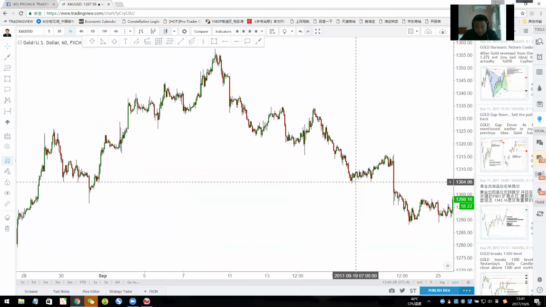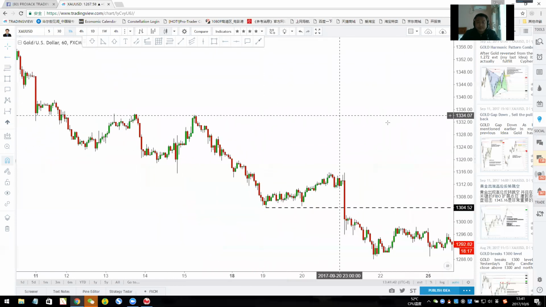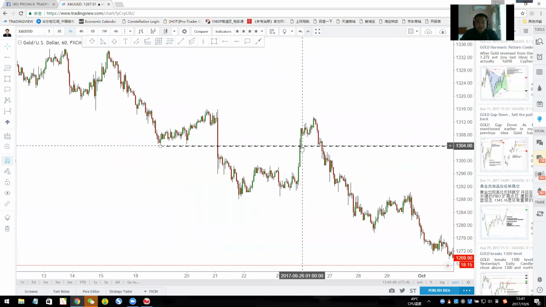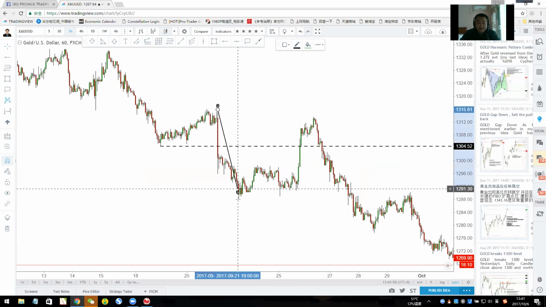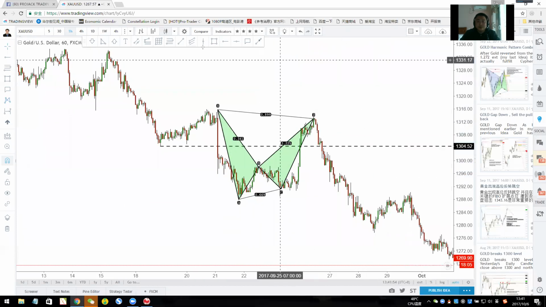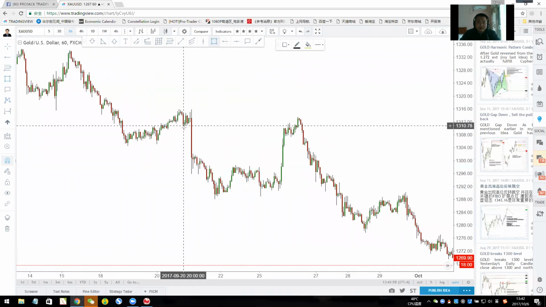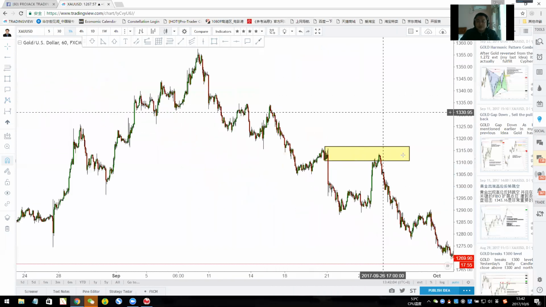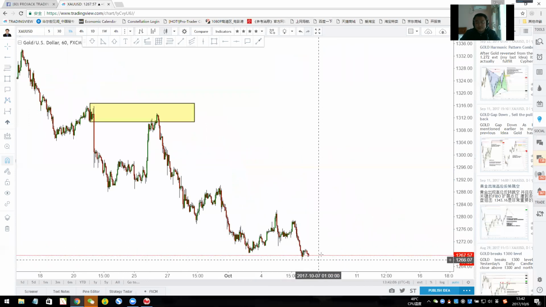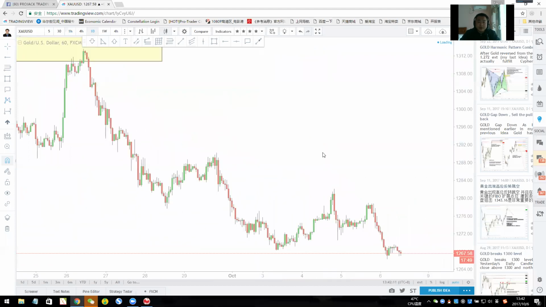Perfect pullback trade. Okay, it pulls back to here. Although you can wait for a better price like the bat pattern, from 1312. So generally speaking, you want to sell the gold. You want to sell the structure, and it just continues to go down. And today the gold touched 1266.